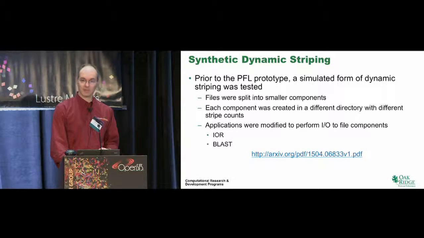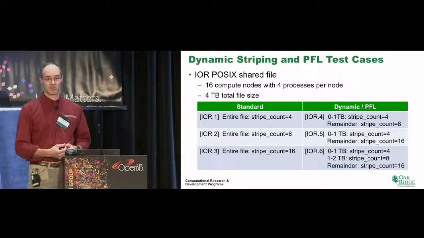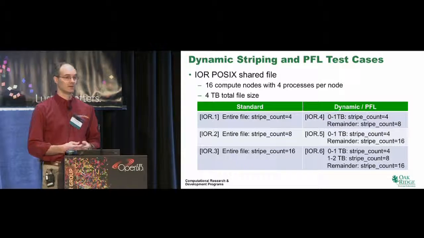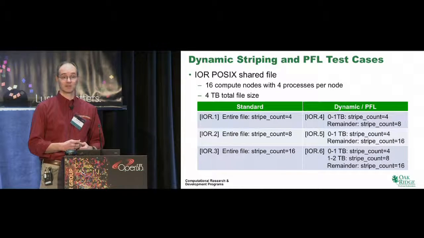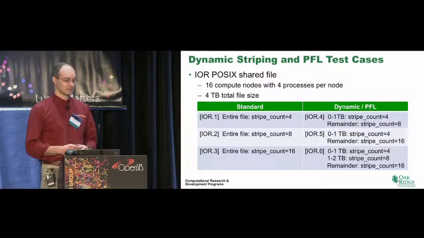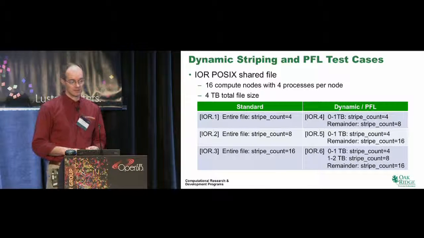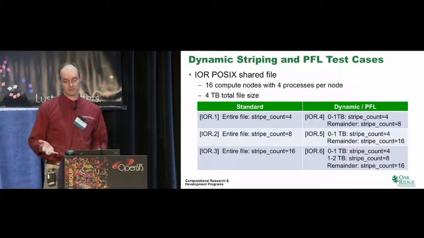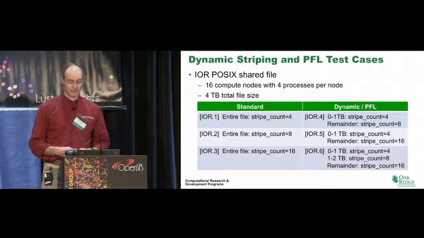The one thing that we looked at with PFL was the IOR tests. Now that we actually had a prototype, we could go back and see, before, we tried to simulate what would happen, and we got some results. Now that we actually have a prototype that can do this, what kind of results do we achieve? So the IOR test for this was a POSIX shared file test. We had 16 compute nodes, 4 processes each, and the total file size was 4 terabytes.